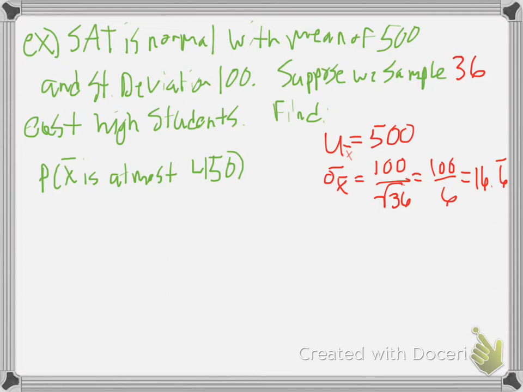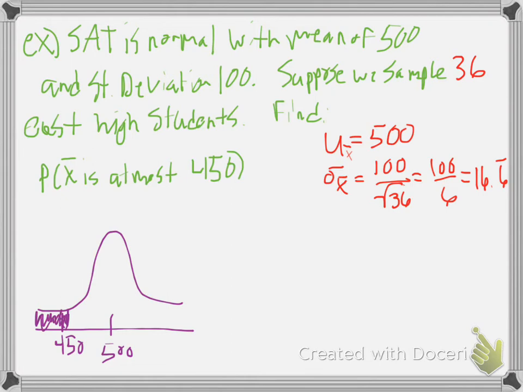Okay, then to do this probability, draw the bell curve, put 500 in the middle, and then we want to know 450, and at most 450. So what does that most mean? Up to. So we want to find this area here. That's the probability.